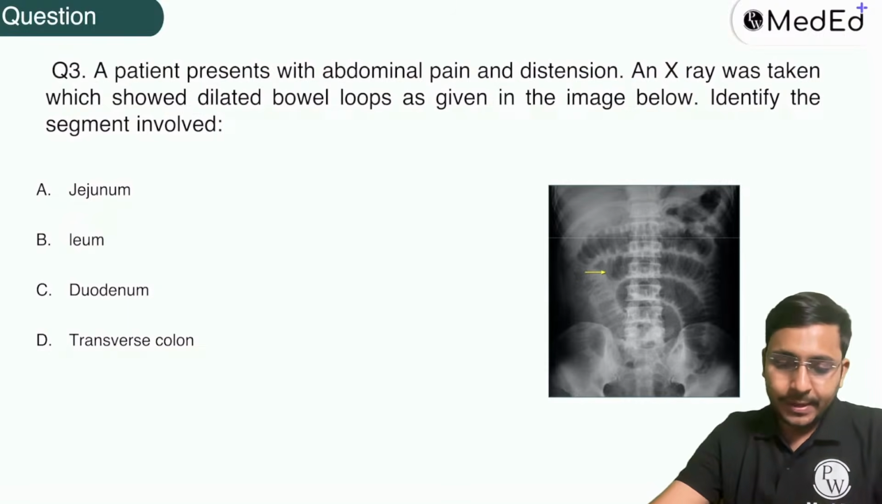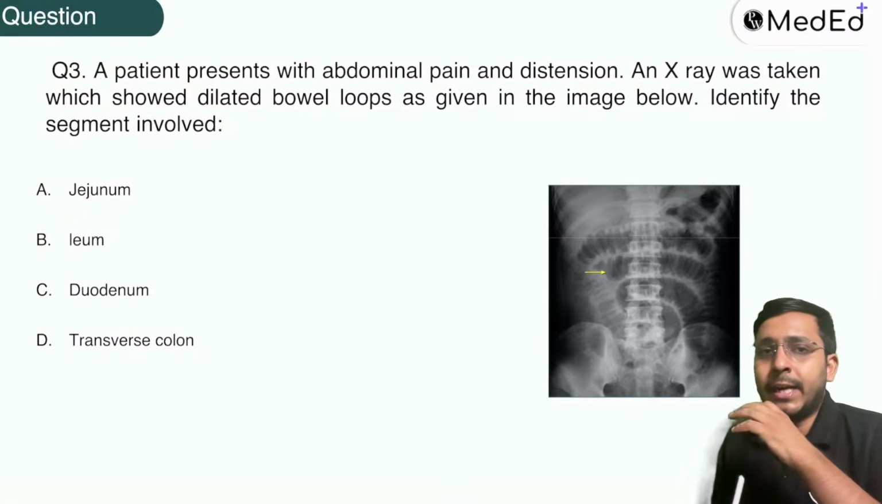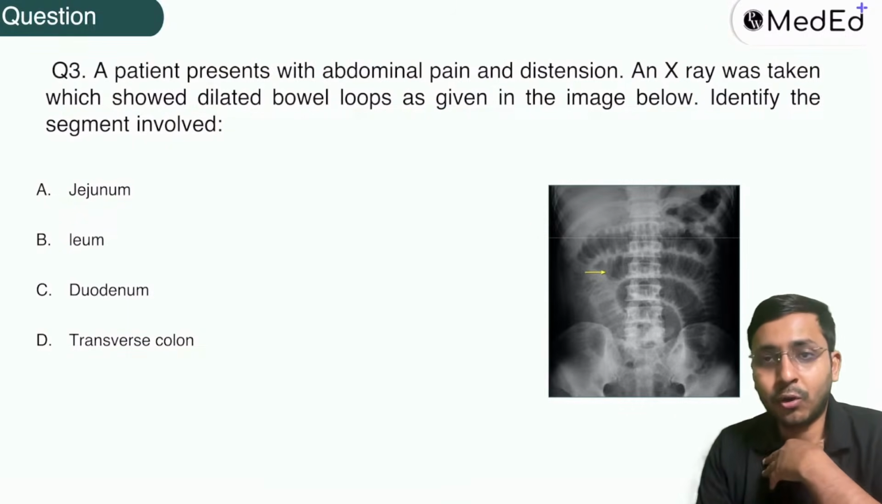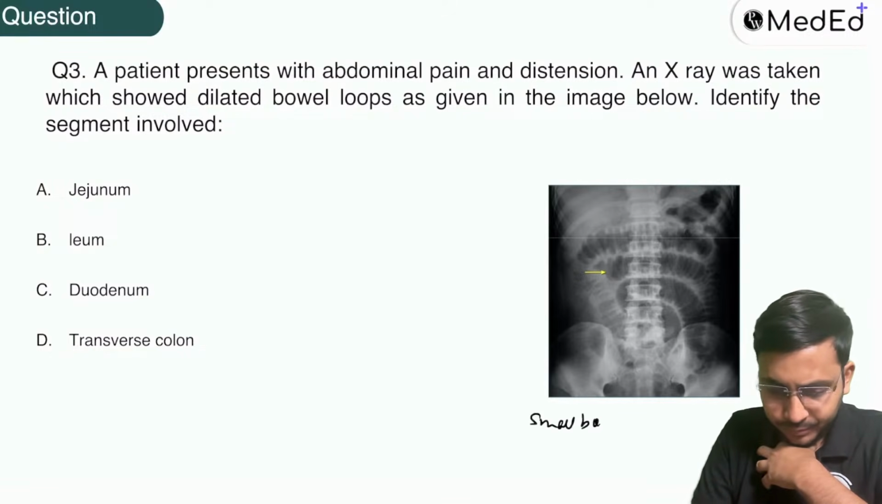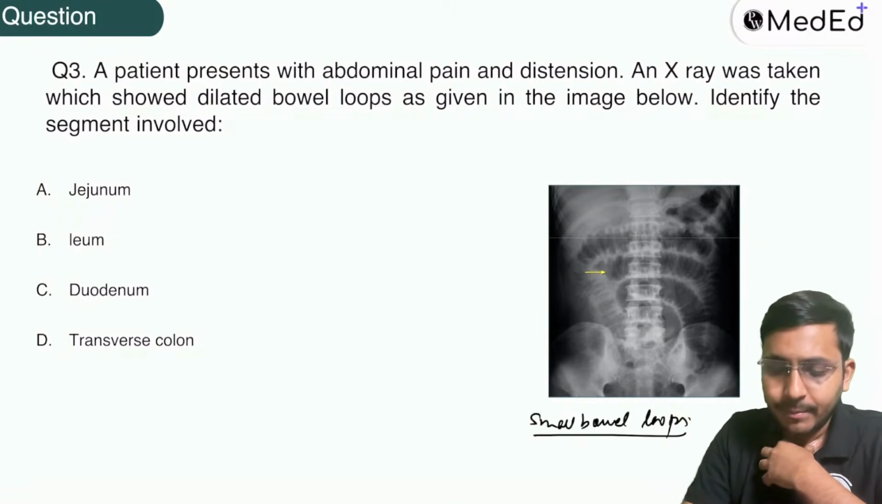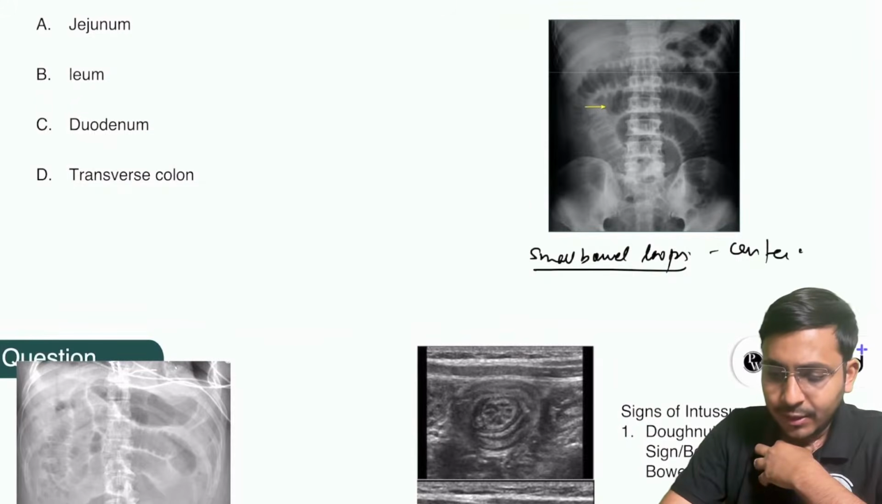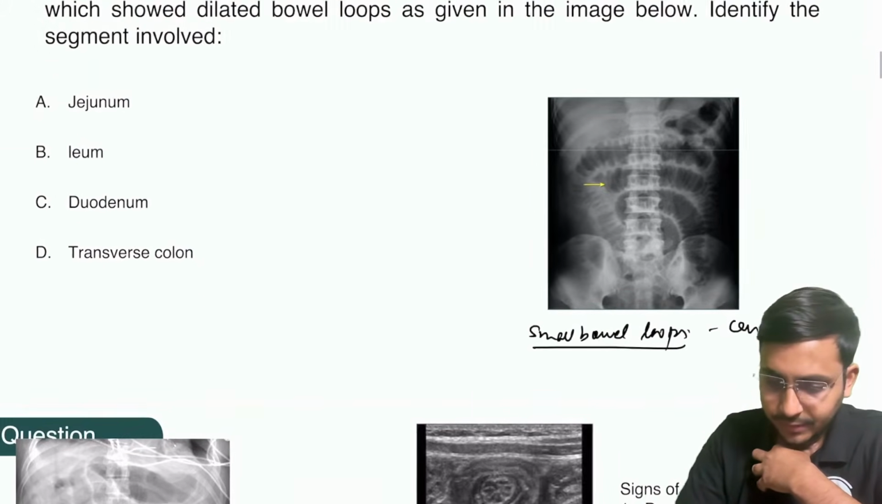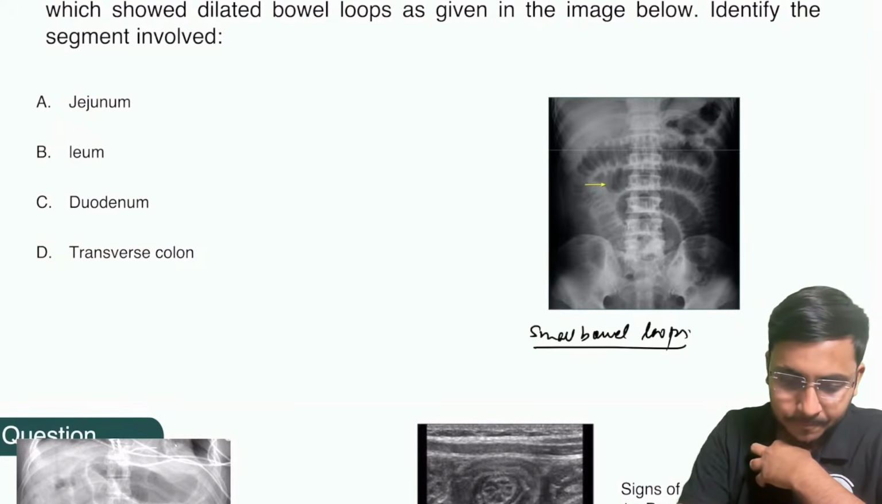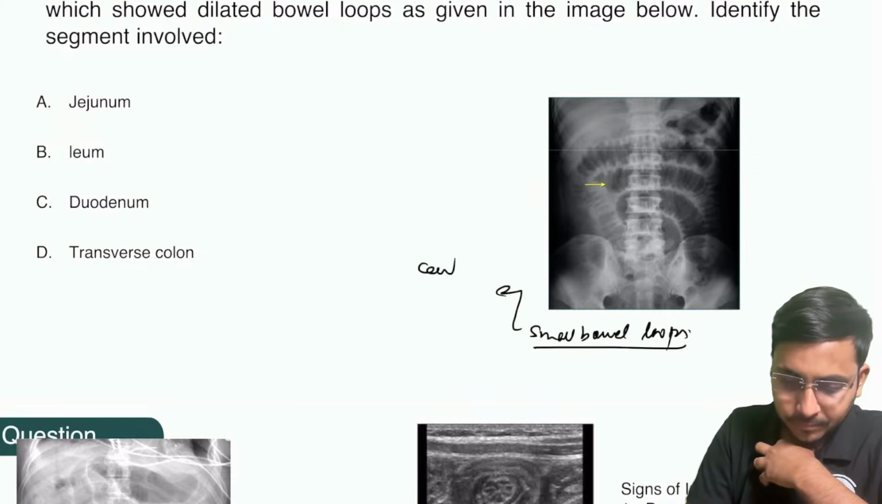Patient presents with abdominal pain and distension. X-ray was taken. It shows dilated bowel loops. Identify the segment involved. So we know that these are small bowel loops, right? Why small bowel loops? Because they are in the center. They are in the center of abdomen. So यहाँ लिखते हैं wait. And they have complete septate.